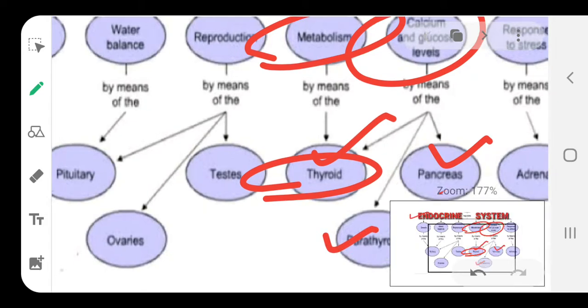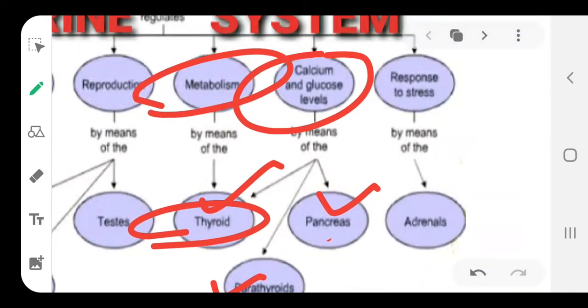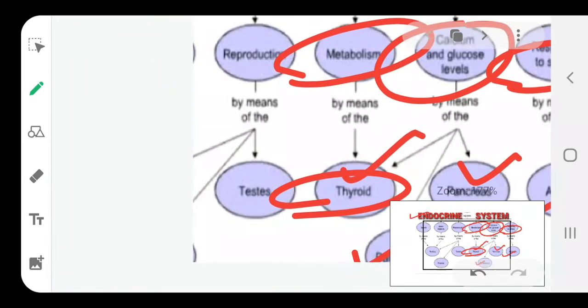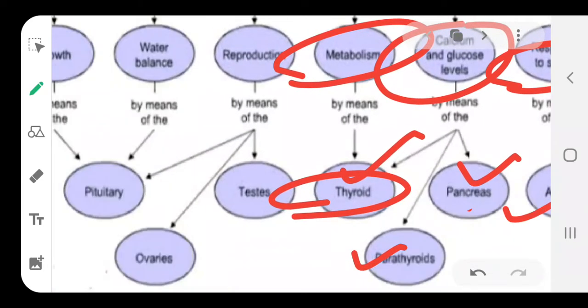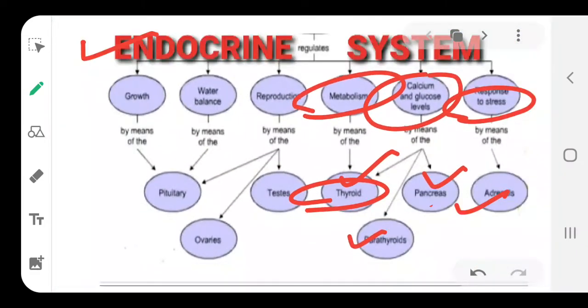So you can see all these names and you have to write them down. And then the response to stress is managed by the adrenal glands. So these are some of the glands that we are going to read about in detail.